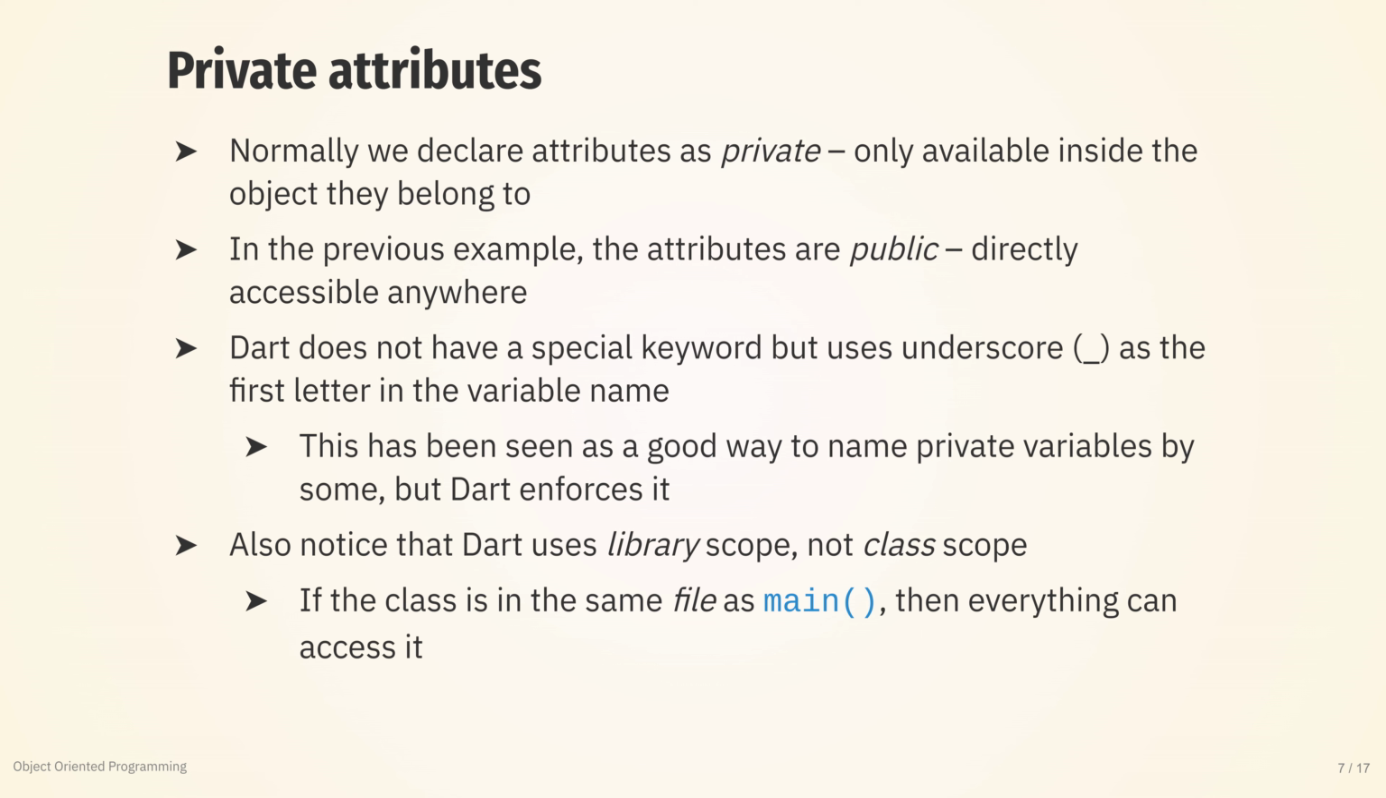In Dart, we don't have a special keyword to say that a string, for example, is private. No, we use the underscore sign as the first letter of the variable name. And this is something that we've seen as common practice in other programming languages, but in Dart it is for real the way to create private variables.